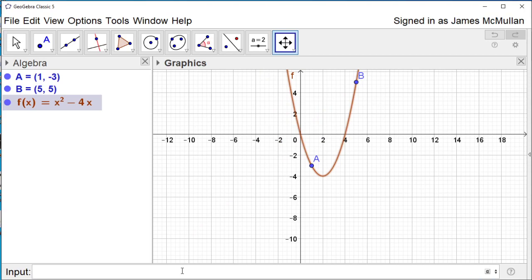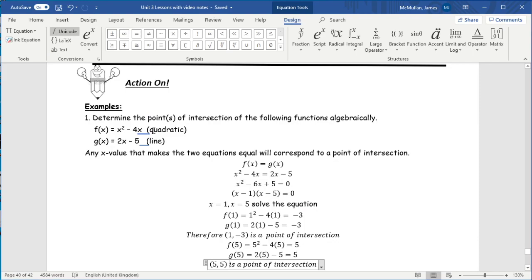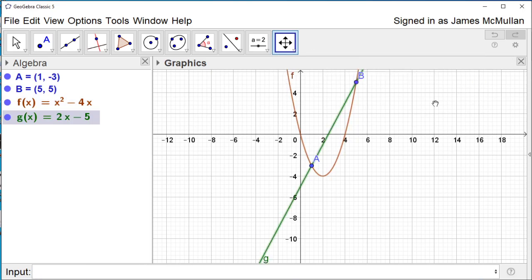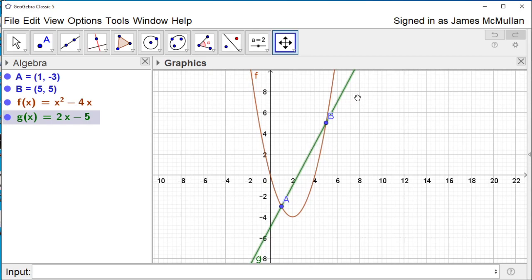Okay, so far so good. At least my quadratic goes through those 2 points. That's a good start. My second g of x is 2x minus 5. Okay, and you can see that I've managed to find the 2 places where these two things intersect.